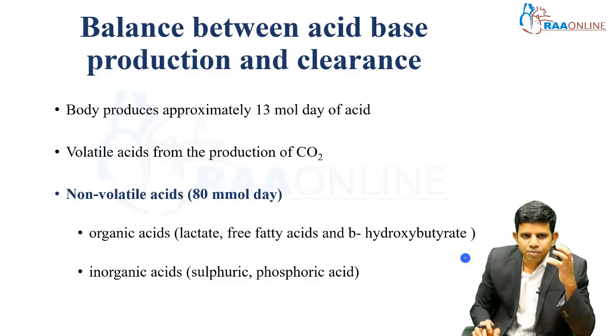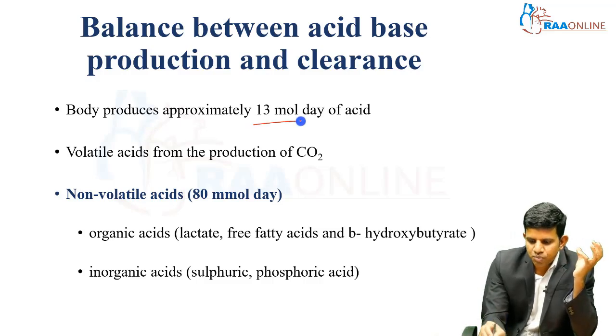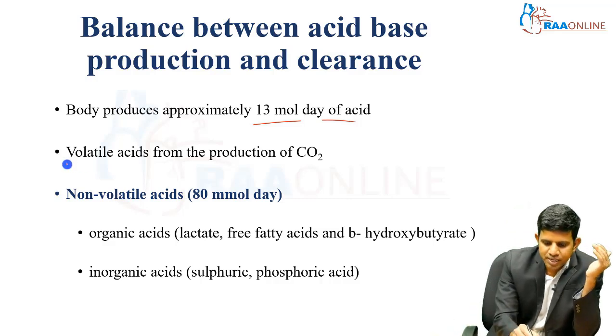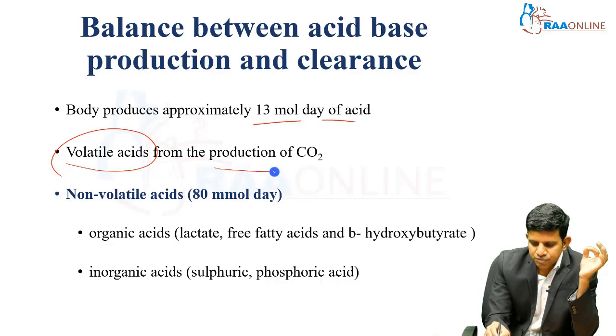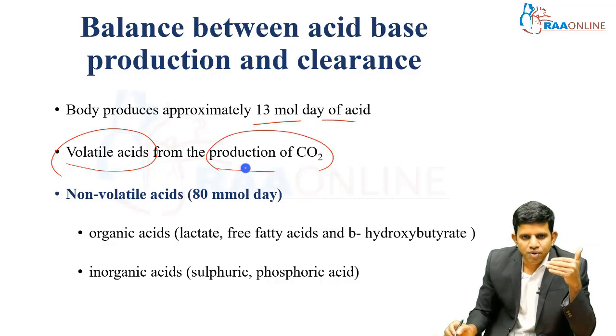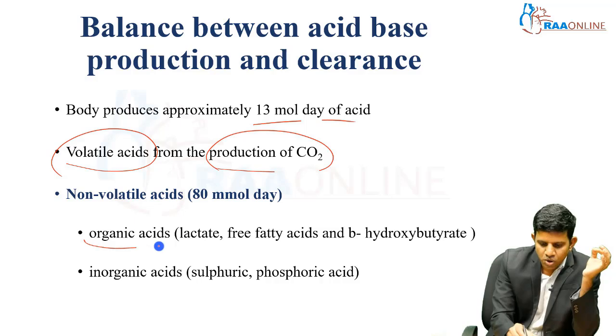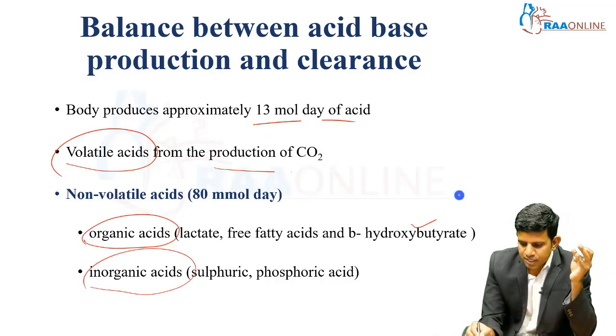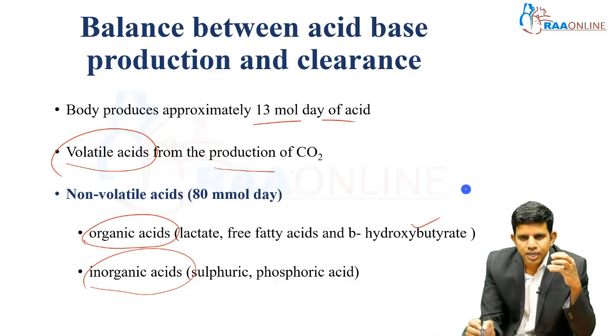So, normally our body produces approximately 13 mole of acid per day. There are two types of acids. One is the volatile acids, that is the production of CO2. The other is non-volatile acids. There are two types: organic acid or inorganic acid. Lactate, free fatty acid, and beta hydroxybutyrate all come under the organic acids. Sulfuric and phosphoric acid come under the inorganic acids.